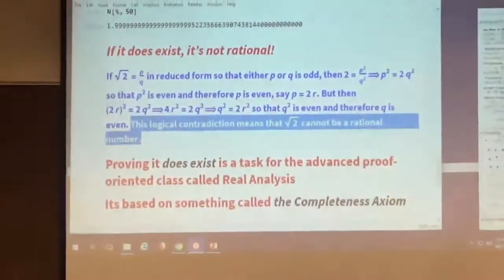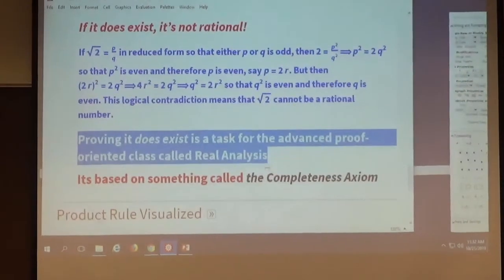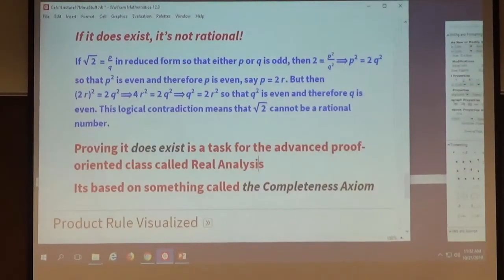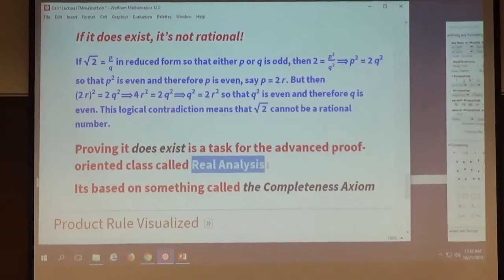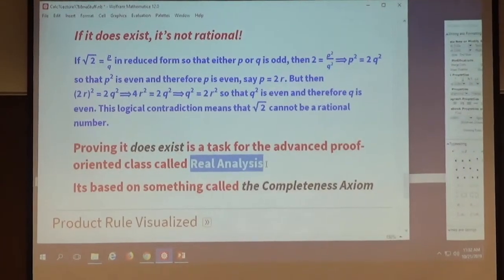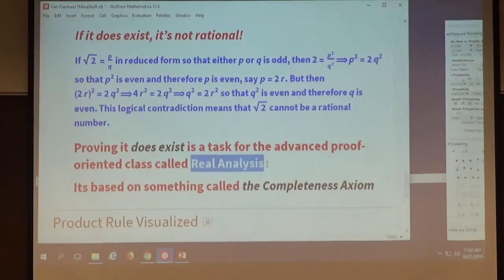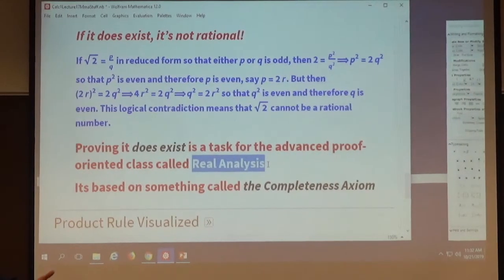Proving it does exist, well, we're not going to do that. It's a task for the advanced proof-oriented class called real analysis, which we do teach here at Bethel for math majors. Okay, sometimes physics majors take it. It's a proof-oriented class, like with epsilons and deltas.